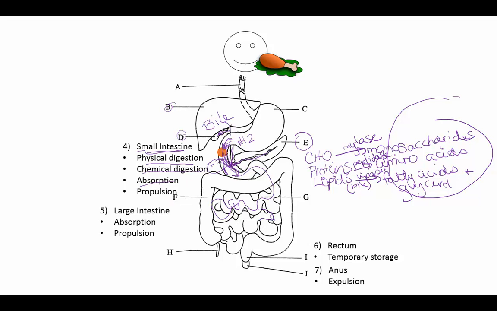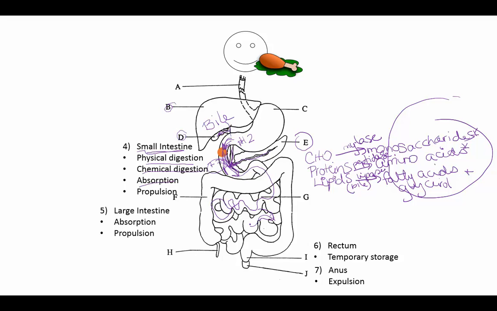giving the large surface area of the small intestine the chance to come in contact with our subunits and absorb them into either the bloodstream. For monosaccharides and amino acids, they go into the bloodstream and then onto the liver. And for fatty acids and glycerols, those will go into those special lymphatic ducts into the lacteals.